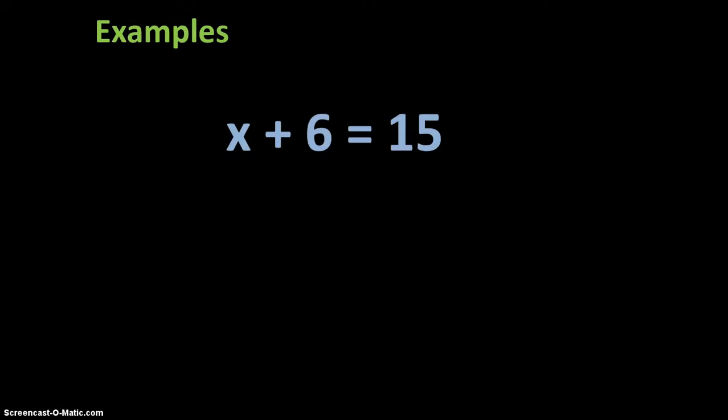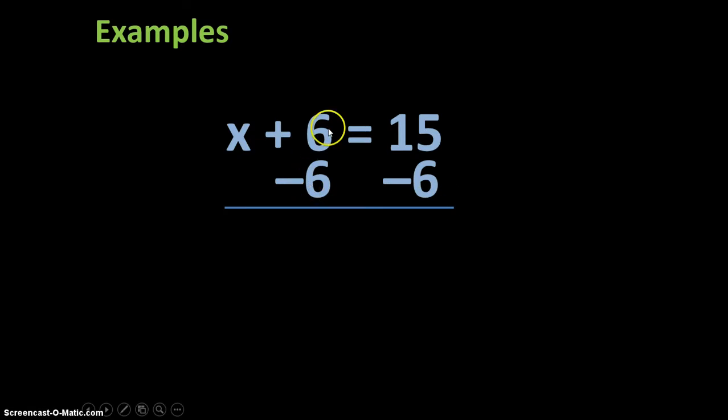Let's take a look. The number next to the variable right here is positive 6. We have x plus 6 equals 15. So if I do the opposite, I need to subtract 6 from both sides. Once I subtract 6 from both sides, what I'm really doing is eliminating the 6. 6 minus 6 becomes 0, and x plus 0, of course, is x. The only way I can eliminate a positive 6 is by subtracting a 6. If I have $6, I've got to take $6 away. So that cancels that out. On the other side, 15 minus 6 is 9. That leaves me with x equals 9. And you just solved a one-step equation.